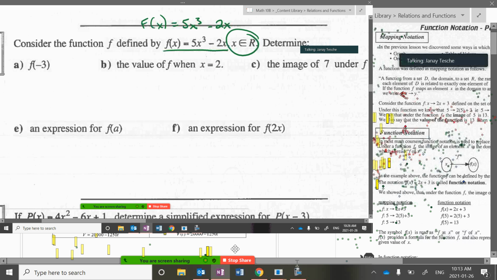So f at -3, again, just plugging in -3 instead of x. So this is going to be 5 times -3 cubed minus 2 times -3. If you have your calculator with you, you can go through this whole thing, but this would be like 5 times -27 minus -6, which gives us -123.